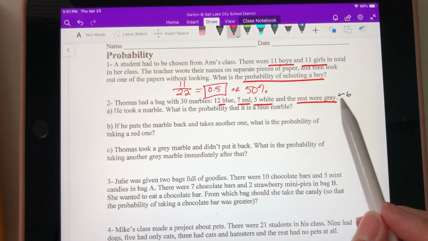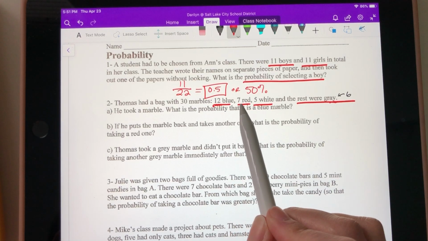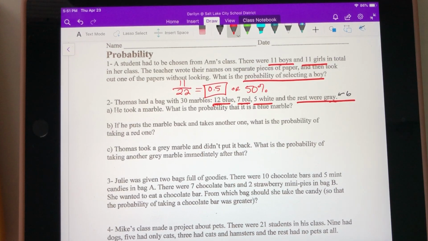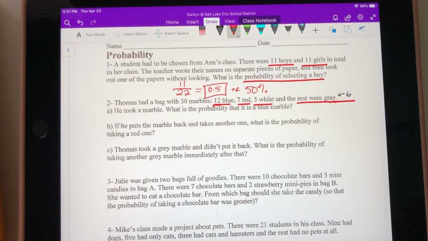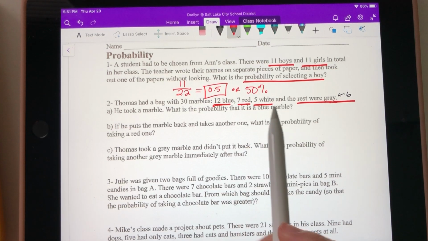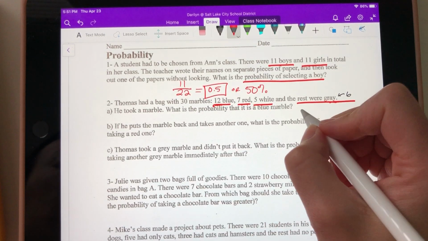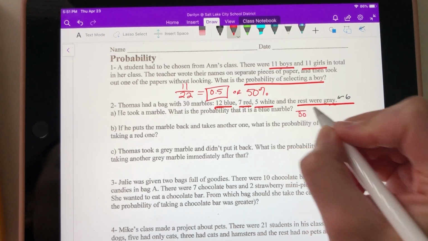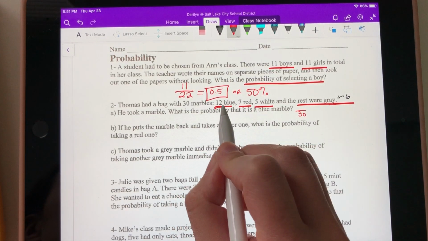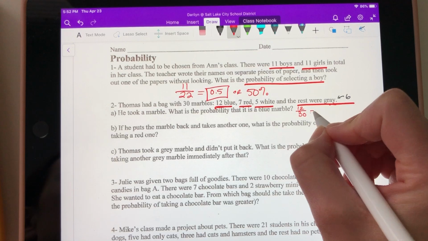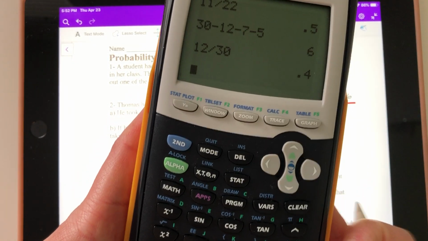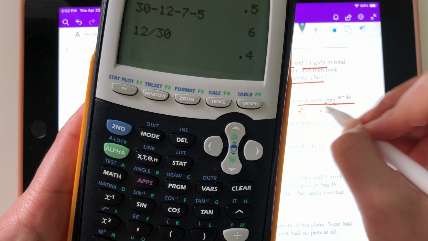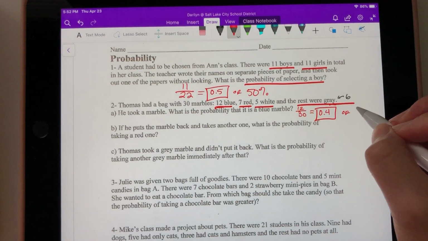Okay, cool, now we have all of our information. Okay, 12 blue, 7 red, 5 white, and 6 gray. He took a marble, meaning he chose one of the marbles. What is the probability that it is blue? Same thing as we did before. There's 30. How many blue out of the 30? There's 12. So 12 divided by 30. 12 divided by 30 is going to give me 0.4. So the probability is 0.4 or 40%.